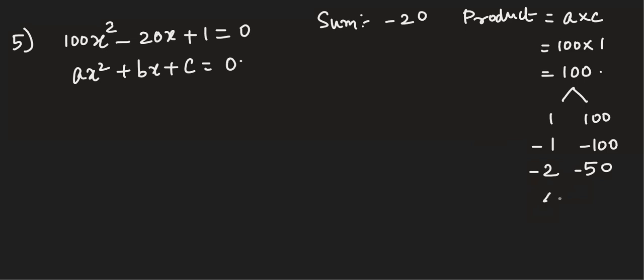4 table, can we do? Let's try. So 4 into 25. 4 into 25 will be 100. Yeah, correct. If I add, am I getting? If I change the sign also, am I getting? No, we are not getting.